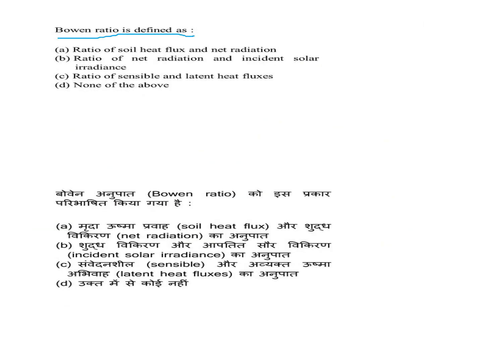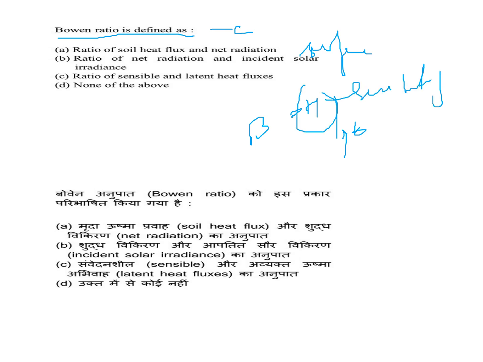Bowen ratio is defined as? What is Bowen ratio? It measures energy transfer at the surface. The formula is Bowen ratio B is equal to H by lambda E, where H stands for sensible heat flux and lambda E stands for latent heat flux. So what is the answer here? Bowen ratio is defined as the ratio of sensible and latent heat flux.